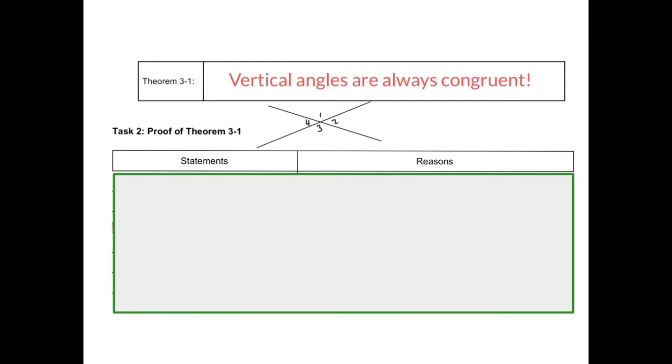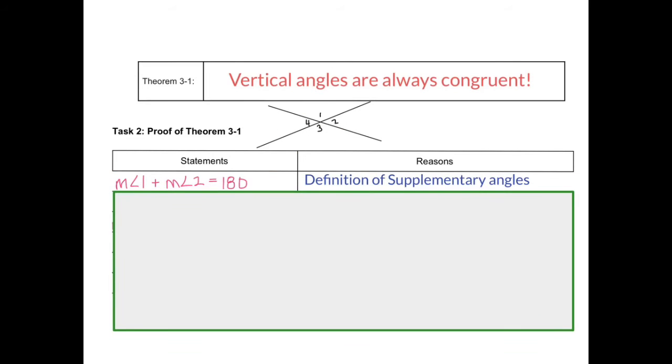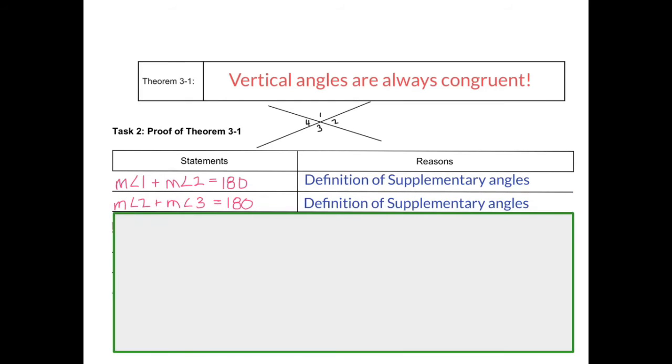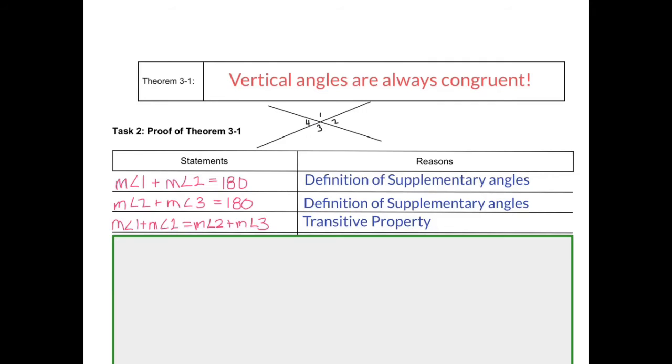We have several theorems in this section. The first theorem is that vertical angles are always congruent, and we're going to prove that theorem using this diagram here. The first thing that we're going to use is the fact that the measure of angle 1 plus the measure of angle 2 is equal to 180 degrees. That's the definition of supplementary angles. Then the measure of angle 2 plus the measure of angle 3 is also equal to 180 degrees, again by the definition of supplementary angles. So because of the transitive property, since they both equal 180, the measure of angle 1 plus angle 2 must equal the measure of angle 2 plus angle 3. Because they both equal 180, they equal each other.